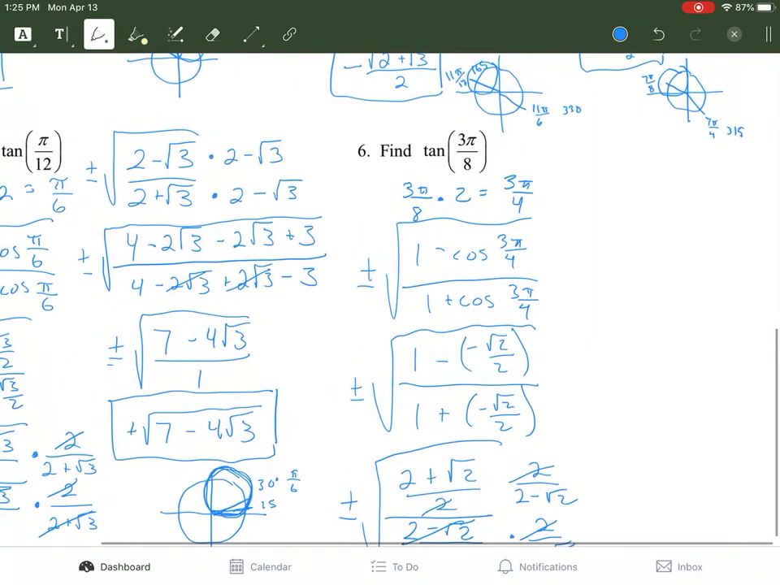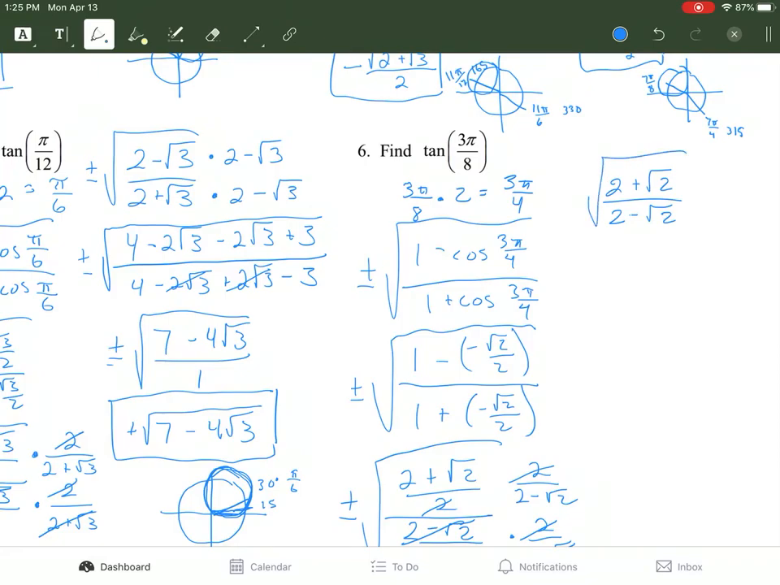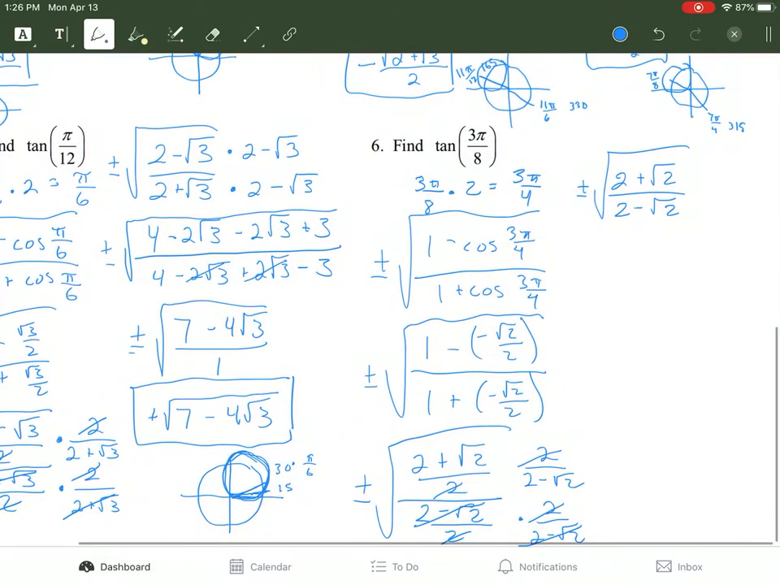We're left with 2 plus root 2 divided by 2 minus root 2, all under a big square root with a plus or minus. Again, you can't just cancel out the square root of 2's and the 2's. They have different signs. You'd have to cancel out the whole expression, and you can't do that in this case. So just like before, we're going to multiply by the conjugate, which is 2 plus root 2. It's the same two numbers with a different sign in between them.